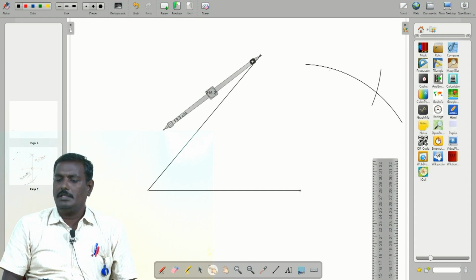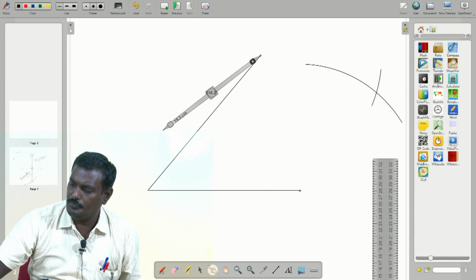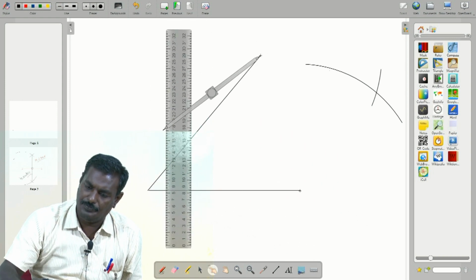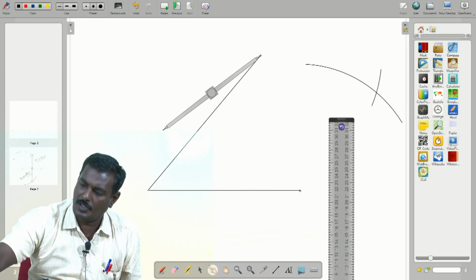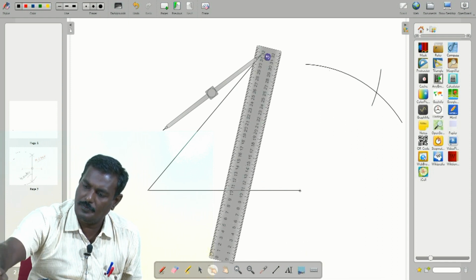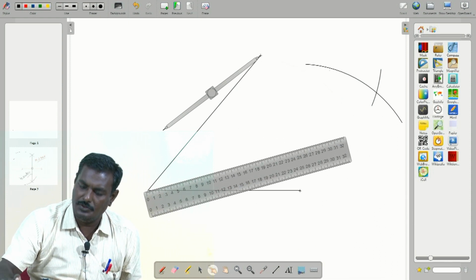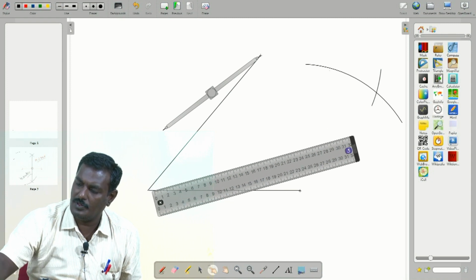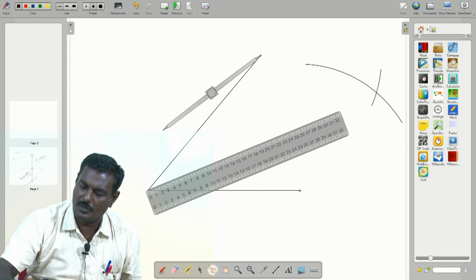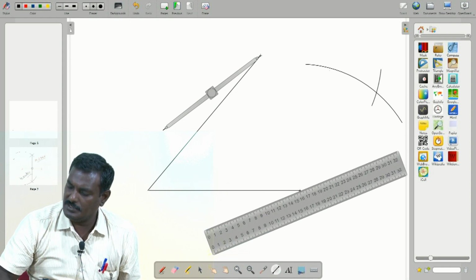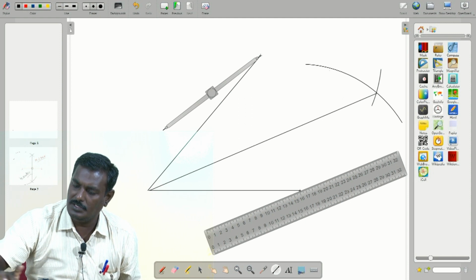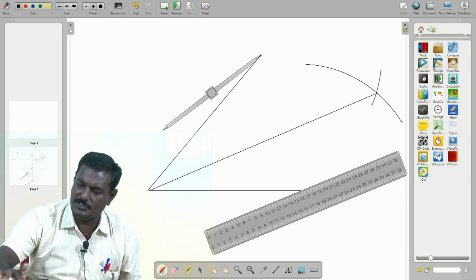Now if you join these two using this scale, you have to join them with a straight line. This will show the bisection.